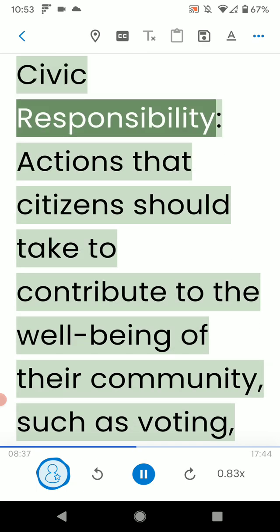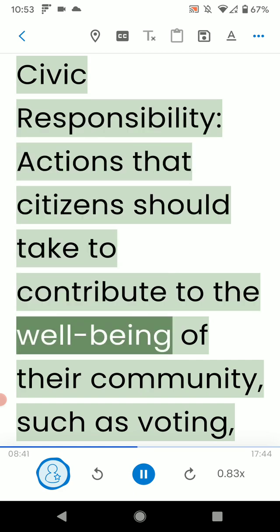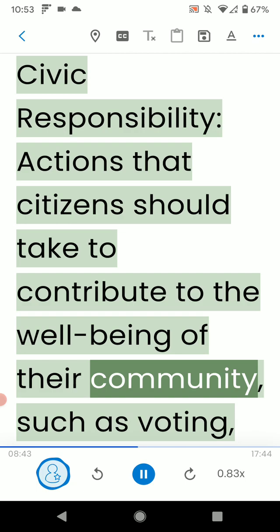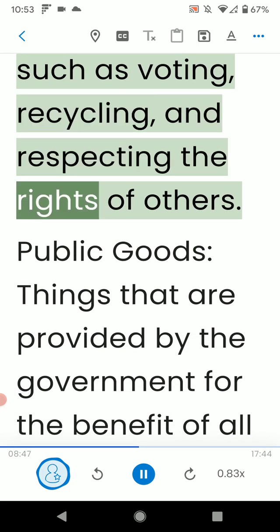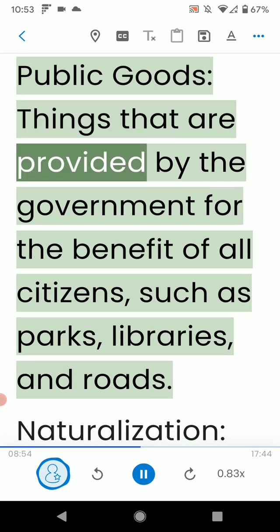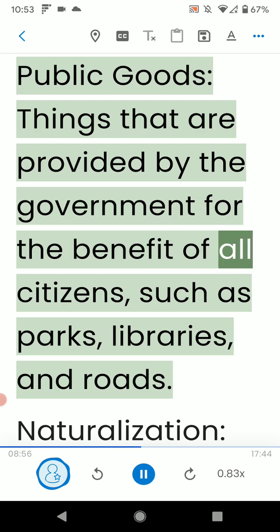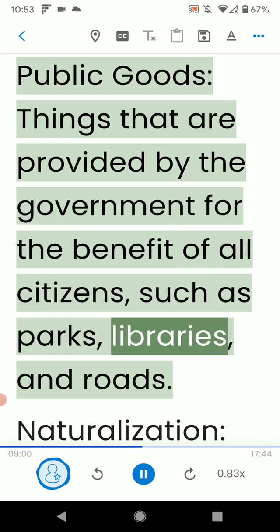Civic responsibility, actions that citizens should take to contribute to the well-being of their community, such as voting, recycling, and respecting the rights of others. Public goods, things that are provided by the government for the benefit of all citizens, such as parks, libraries, and roads.